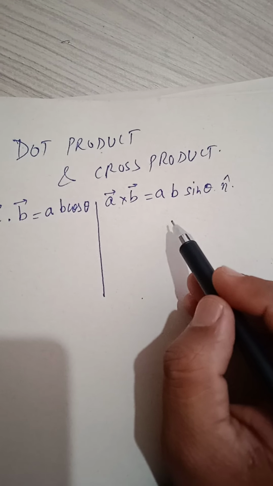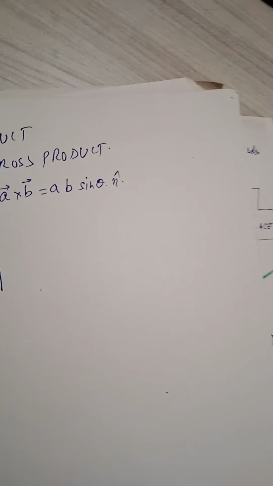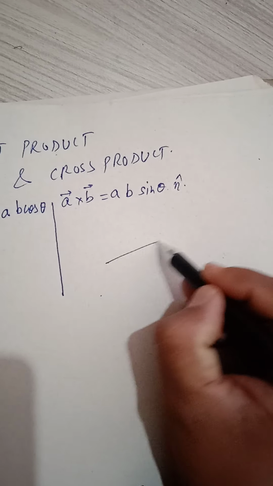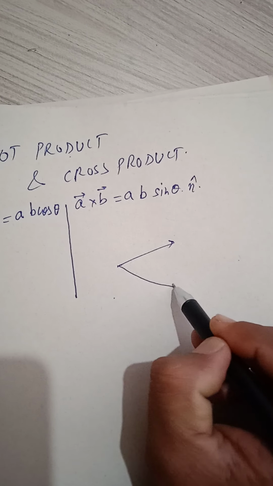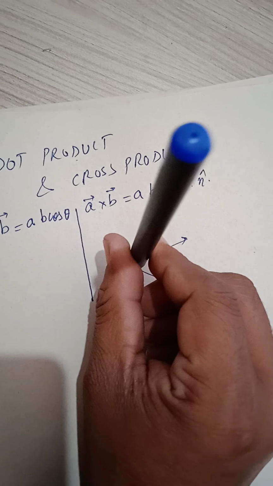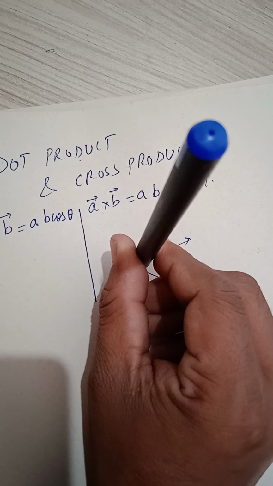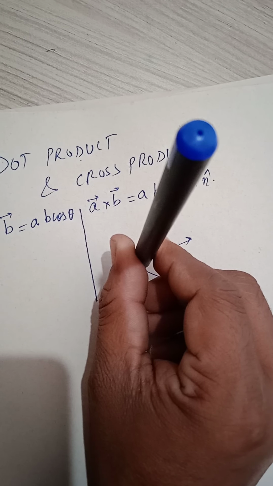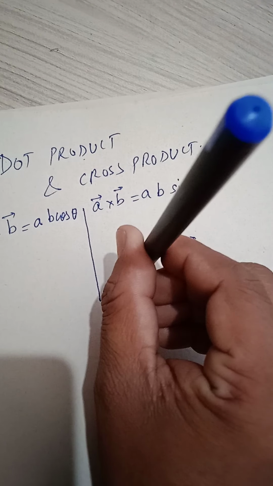Basically, what is a cross b? A cross b is giving you a direction. If you consider any two vectors in the plane of paper, and if I put this pen like this, then this pen is perpendicular to the entire plane of paper. Hence, a cross b will be giving you this direction.